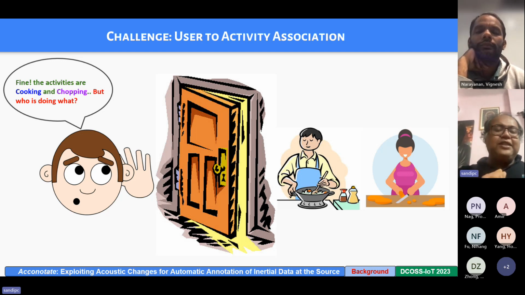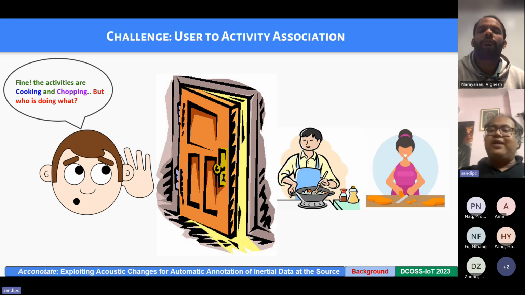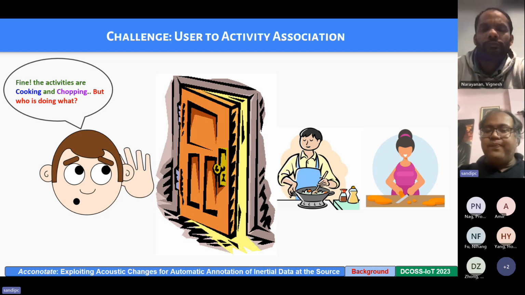So how are you going to map that sound signal to the corresponding activities? How are you going to understand who is cooking and who is chopping vegetables? Because you do not have any signal apart from the convoluted acoustic signal that you have received and the corresponding IMU data captured from the wearable sensors of the individuals.